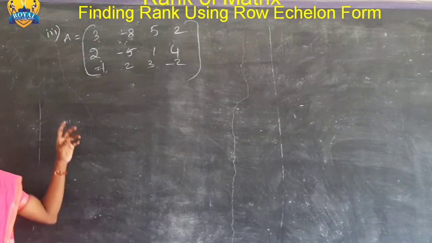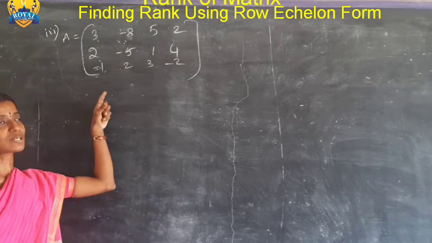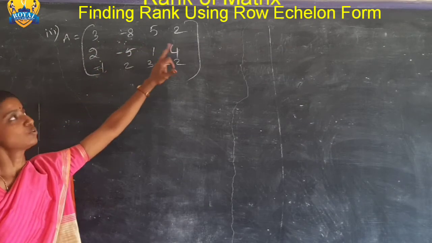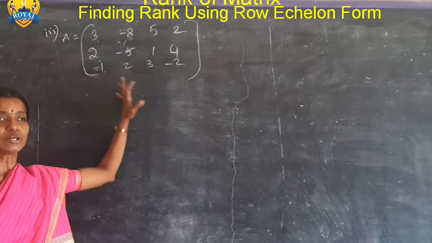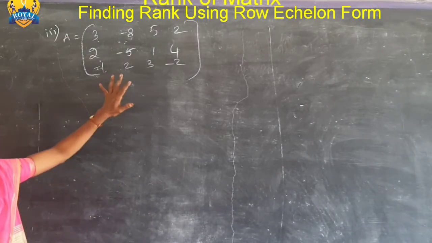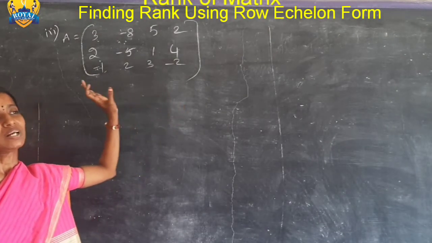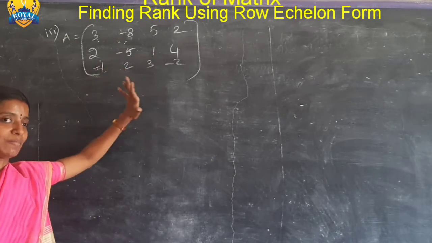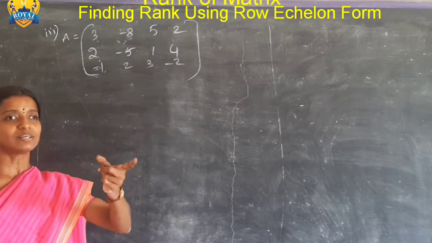So now let us enter into problem number 3 of exercise 1.2 second Roman. 3 minus 2 5 2, 2 minus 5 1 4, minus 1 2 3 minus 2. Here also I have 3 rows and 4 columns. So here also I don't have a square matrix, it is only a non-square matrix, and my condition for rank is, my order is 3 cross 4. My rank should be either 3, minimum of 3 cross 4, 3. So either 3 or less than 3, fine.